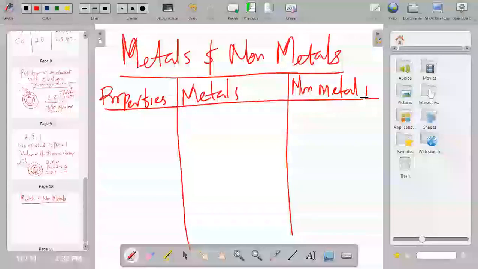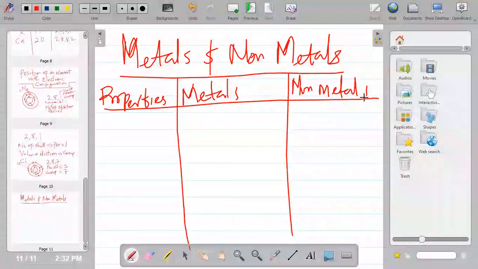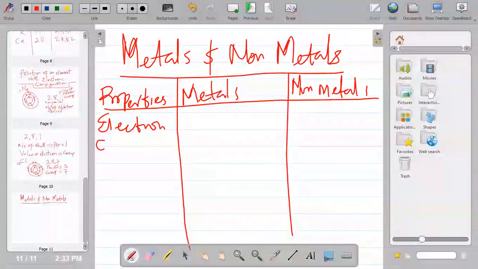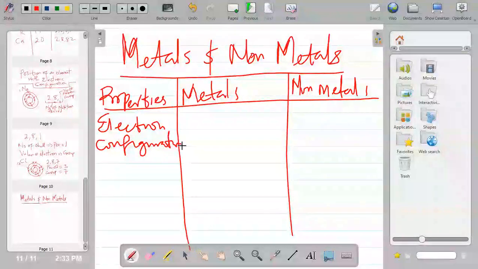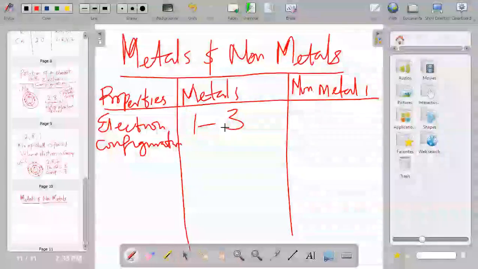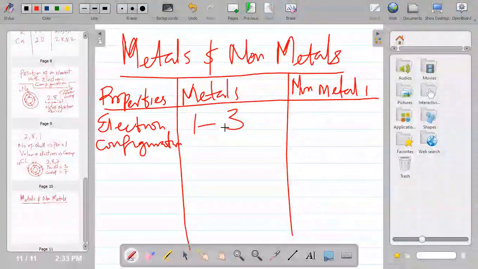So the first property we're going to look at is electronic configuration. Now, for metals, the electronic configuration is very simple. Metals are found to have 1 to 3 outermost electrons. Metals belong to group 1, group 2, and group 3 in the periodic table.